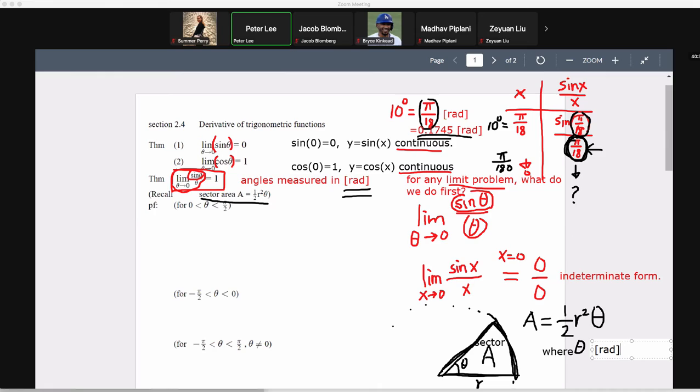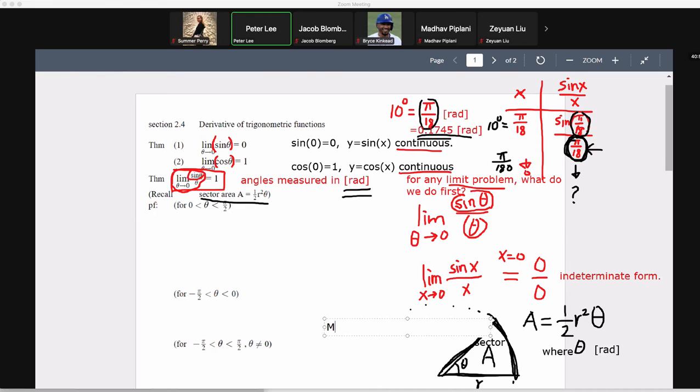If that theta is 30 degrees, then you cannot put in 30 there. You must put in pi over 6. So you have to know the radian units, and that's the area formula. Again, if you do not know this formula here, the sector area, you have to look up your notes.